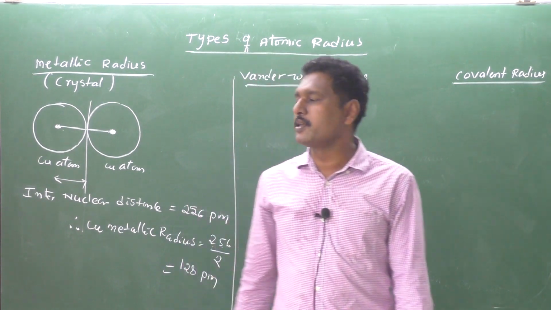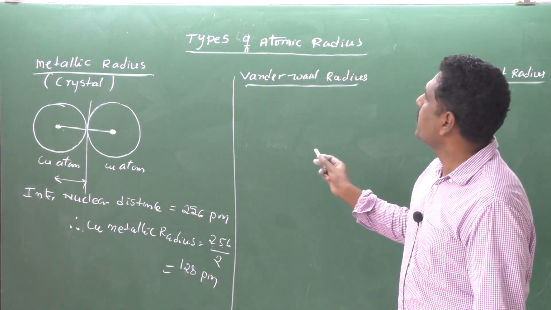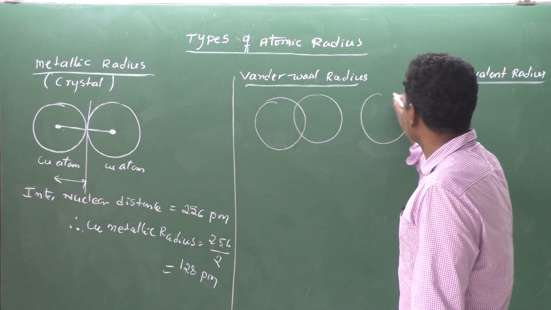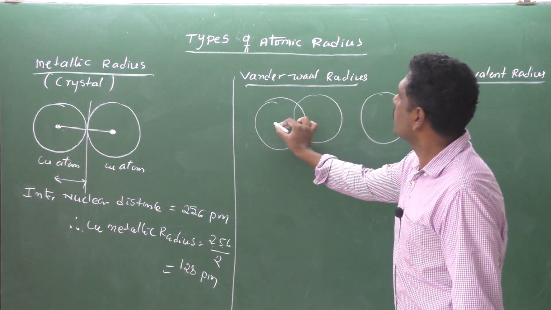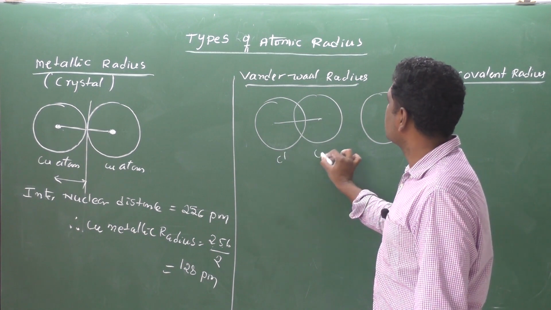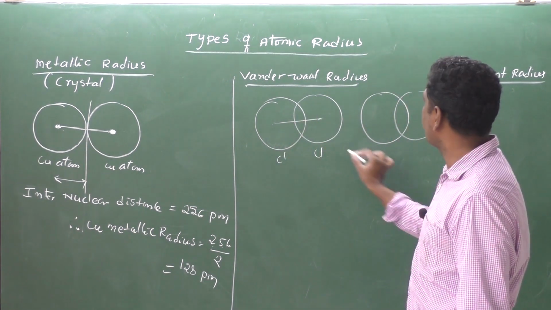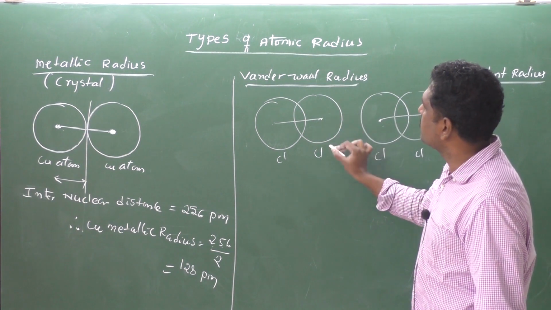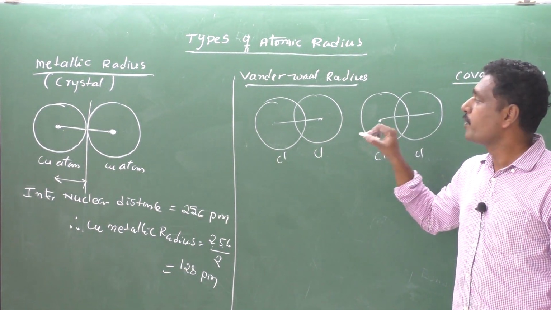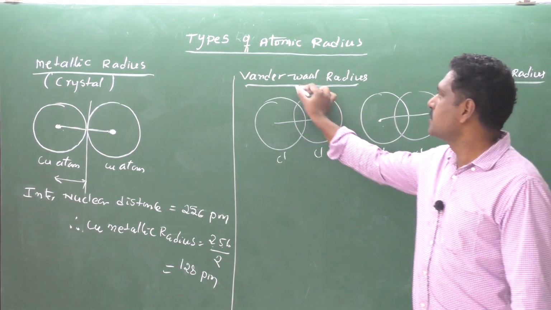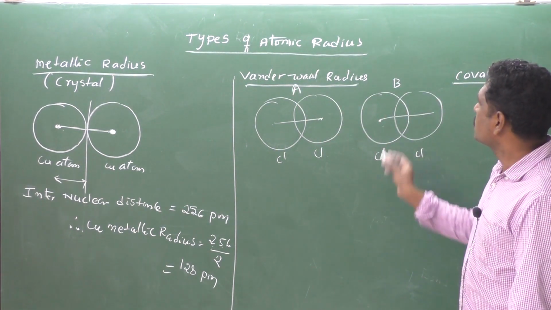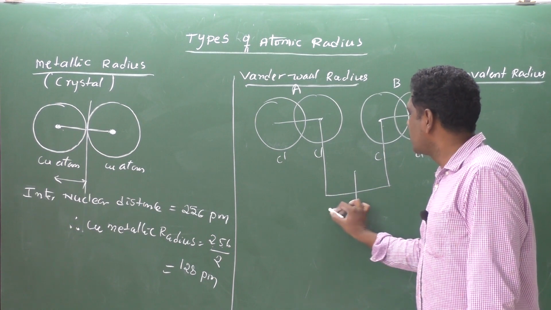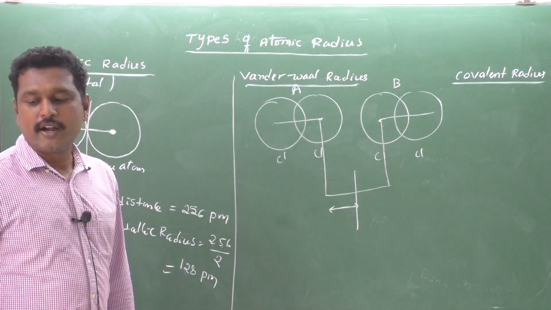After that, van der Waal radius. Half of the internuclear distance between two adjacent atoms of two different molecules. So this is a chlorine molecule. This is also a chlorine molecule. This is the A molecule, this is the B molecule. So adjacent atoms means these ones. From here to here, the distance is called van der Waal radius.